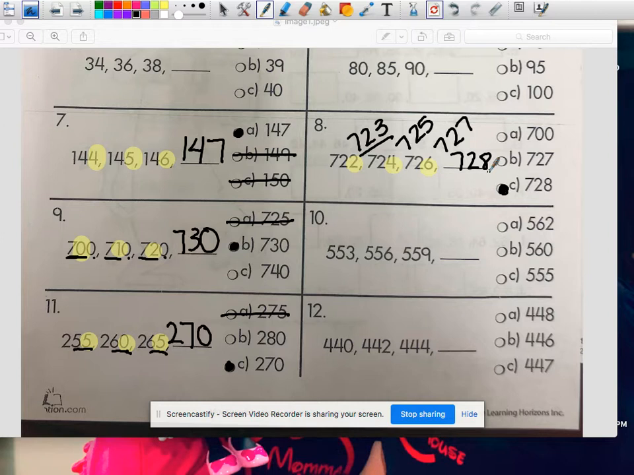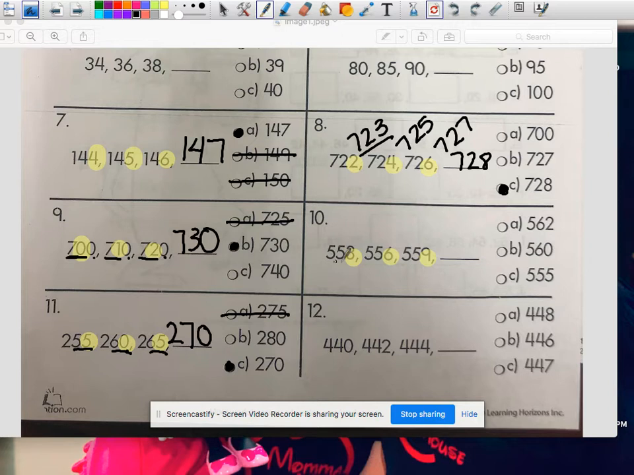To model that again, looking at number 10, 3, 6, 9. Did my ones place change? Yes. So I'm going to highlight my ones place, 3, 6, 9. And again, they were kind of not sure. This wasn't by 10s, it wasn't by hundreds, it wasn't by 5s, and it wasn't by 1s. So I told them, okay, that's fine.